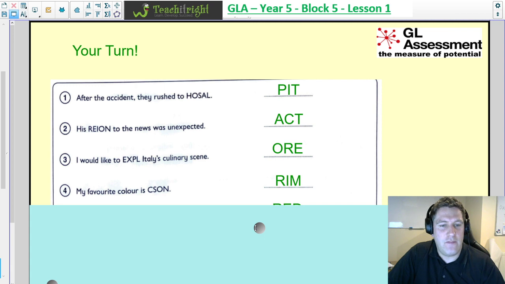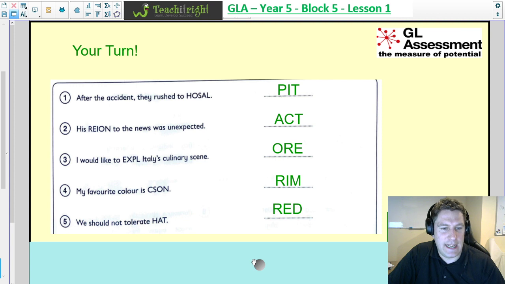Question 4, my favourite colour is, so you've got to think of a colour. Does that give you any clues by having the C, the S, the O and the N? Well, the word we're looking for here is crimson, and crimson is a red colour, and it leaves you with the word rim. And you've probably heard of the word rim, like the rim of a cup or the edge of something.